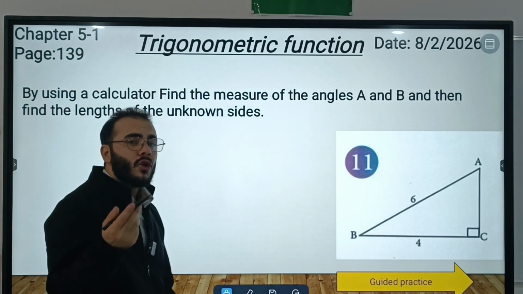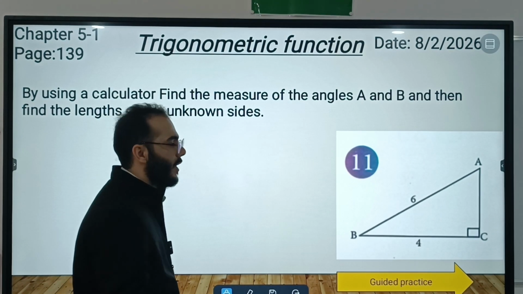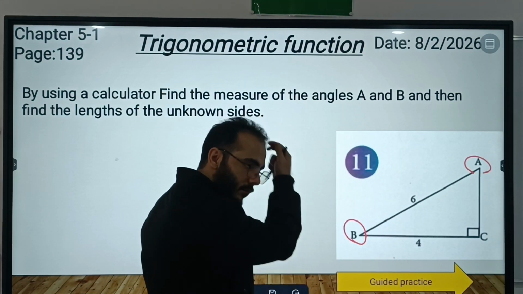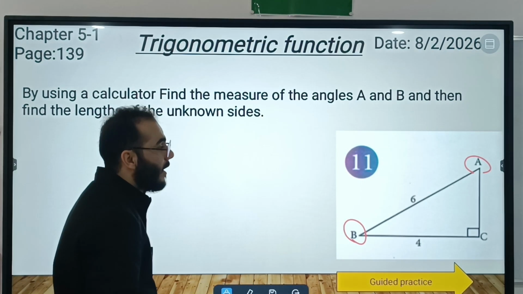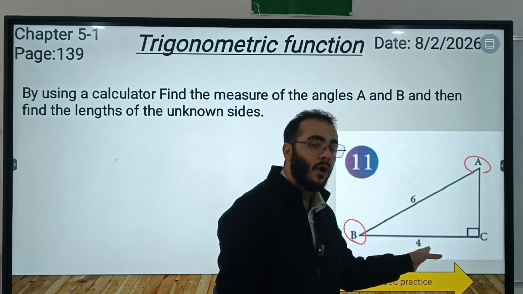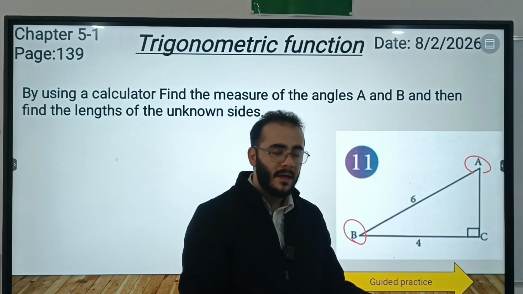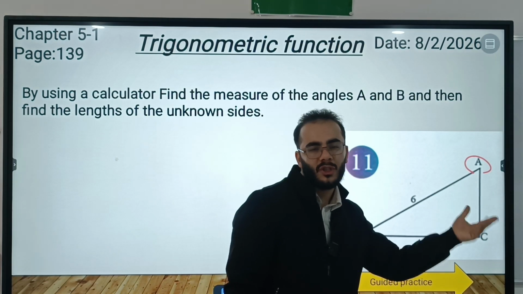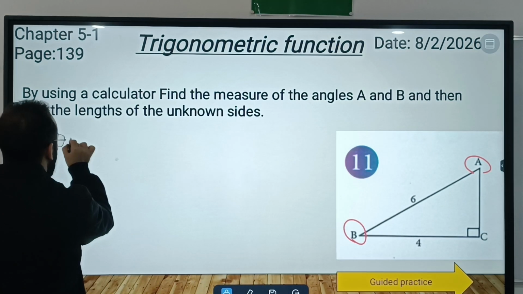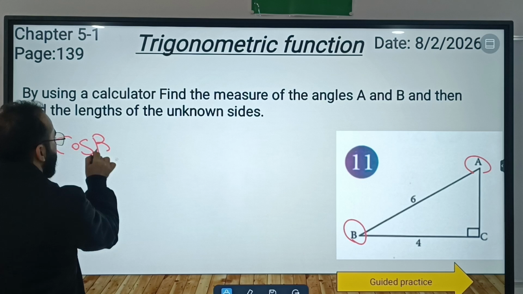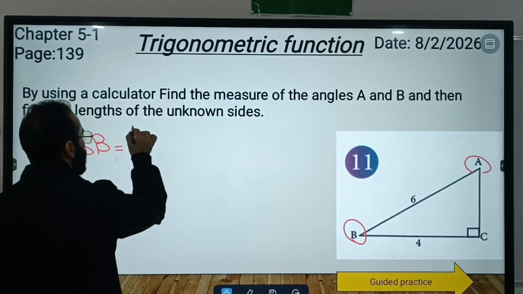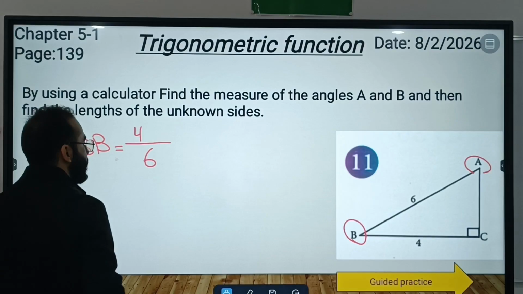Right now, it depends on you which angle you want to work on, either B or A. Well, I'm going to go with B. Okay, you can go with A. In that case, for A, this is going to become opposite, so you should go with sine. But if you go with B, you're going to go with adjacent, which is cosine. So I'm going to write cosine B equals adjacent over the hypotenuse, which is 4 over 6.